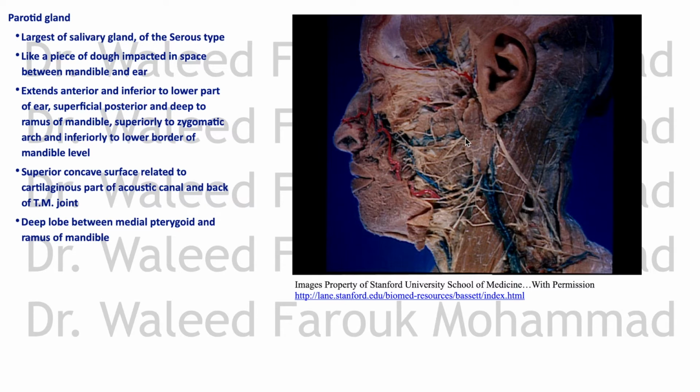Anteriorly, see, this is the anterior border of the gland. It overlaps the masseter muscle. So it overlaps a muscle posteriorly, which is the sternomastoid, and overlaps a muscle anteriorly, which is the masseter muscle. Okay?